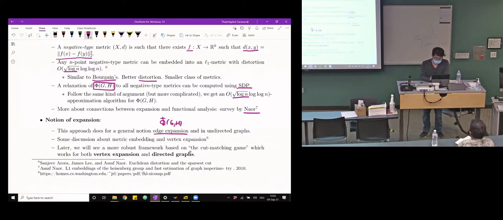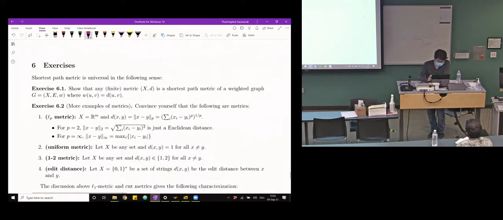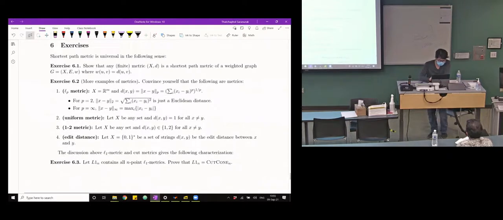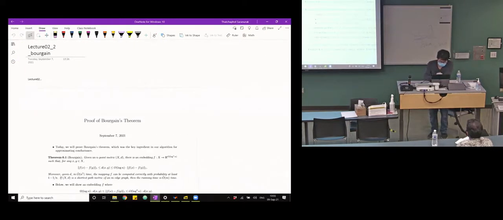So we will see later in class how to do that using a more robust framework called the cut matching game. So that is for a later class. But this is a cool thing that I will really talk about later. Okay, and this is just some exercise, but it is for the exercise session.